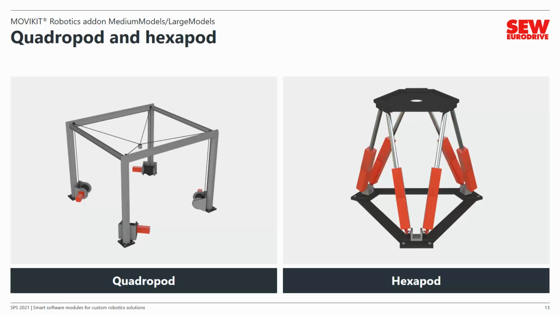Quadropods are available as cable robots for camera control in stadiums or as bar kinematics with 4 degrees of freedom, for example. And last but not least, hexapods provide the most degrees of freedom among parallel kinematics and can move large masses with high precision.